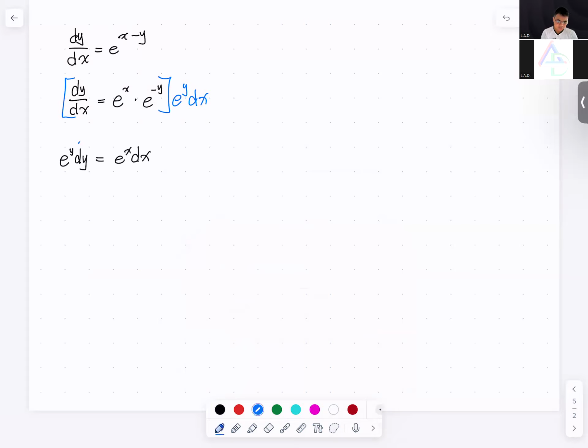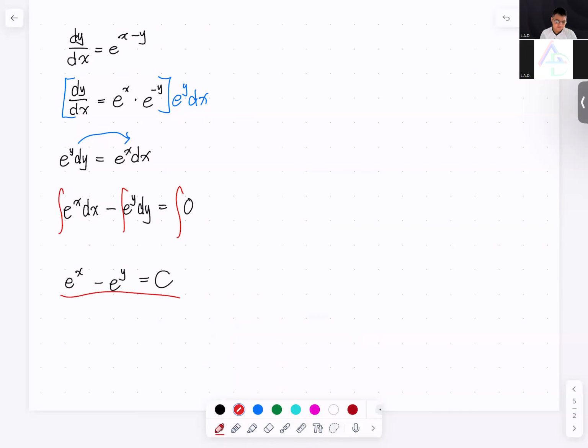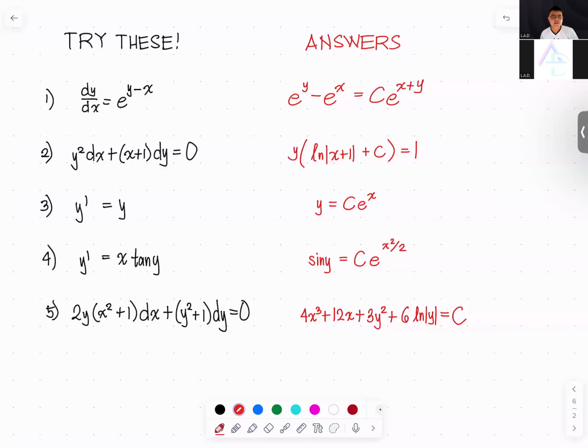Okay? Again, by transposing and flipping the equation, we have e raised to x dx minus e raised to y dy equal to 0. So by integrating all the terms, this becomes e raised to x minus e raised to y equal to c. So actually, this looks simple enough, so we don't have to solve for y. This can be our general solution already. Try these examples. And here are the answers for the practice problems.